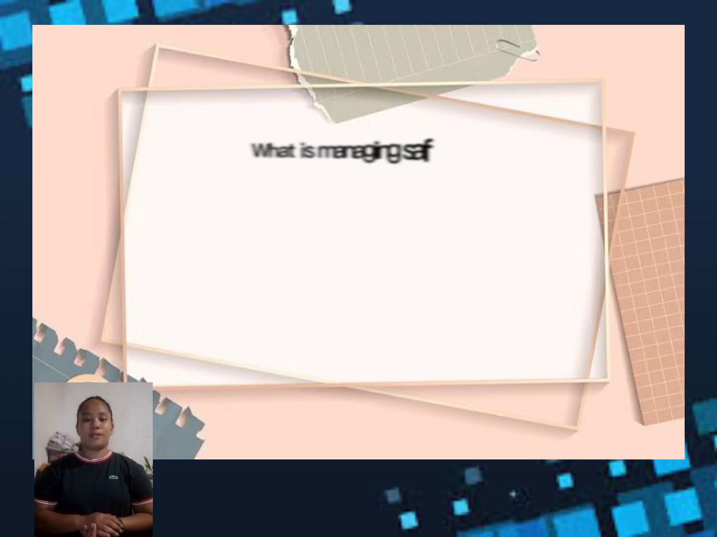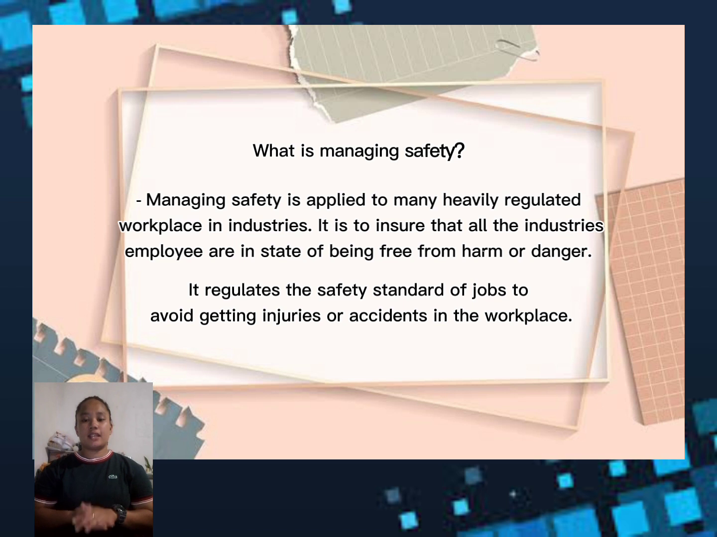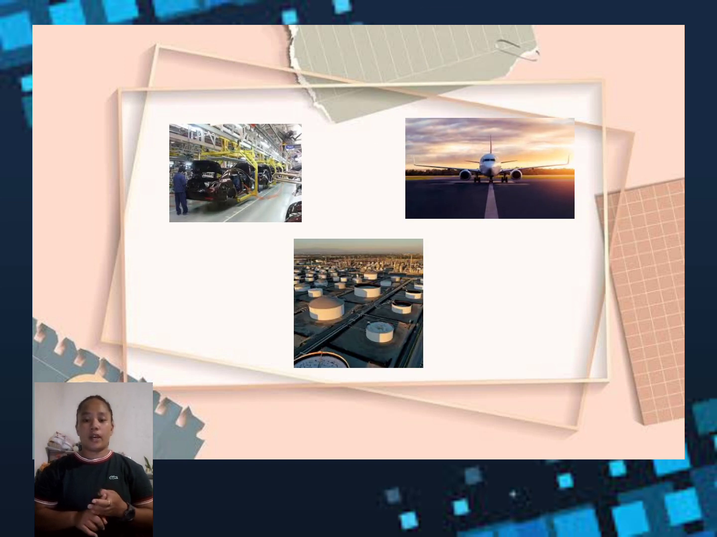So first, what is managing safety? Managing safety is applied to many heavily regulated workplaces in the industries. It is to ensure that all the industry employees are in a state of being free from harm or danger. It regulates the safety standards of jobs to avoid injuries or accidents in a workplace. This managing of safety often takes place in automotive, aviation, oil, healthcare, and food industries because there are so many hazards that await if safety management is not observed.